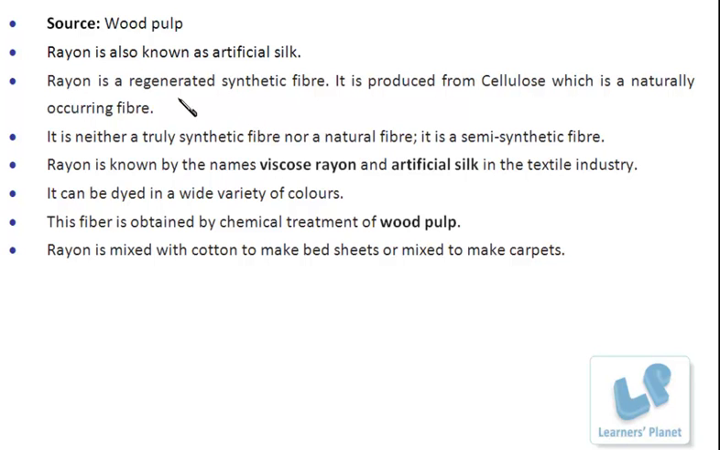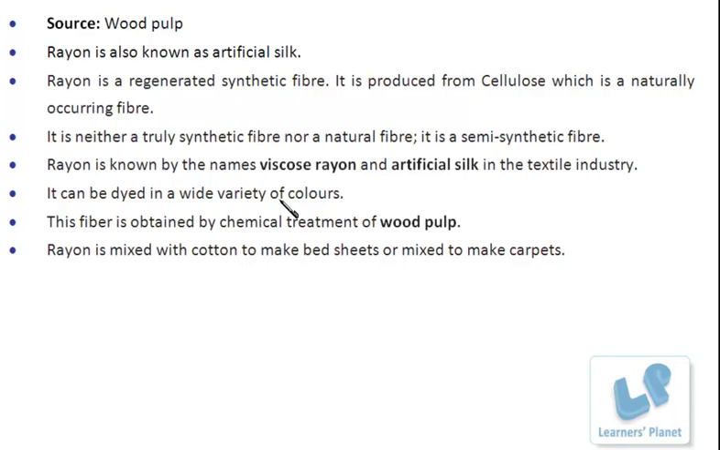See, rayon is a regenerated synthetic fiber. It is produced from cellulose, which is a naturally occurring fiber. Where is it present? It is present in the wood pulp. It is neither a truly synthetic fiber nor a natural fiber. It's a semi-synthetic fiber. Rayon is also known by the names viscose rayon and artificial silk in the textile industry. This you should know: viscose rayon and artificial silk.